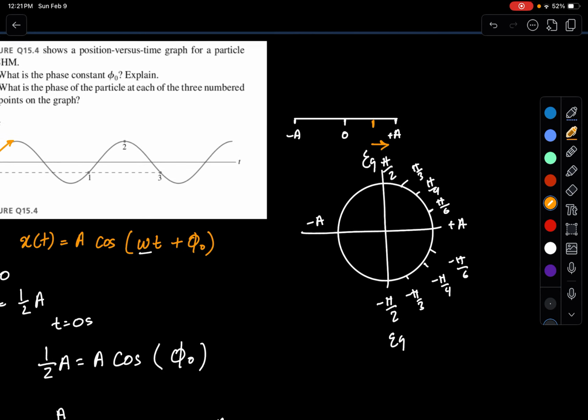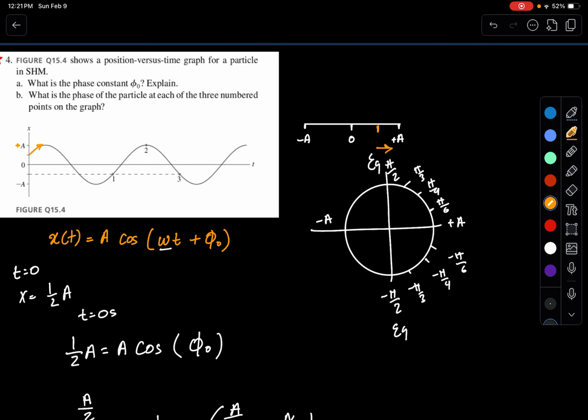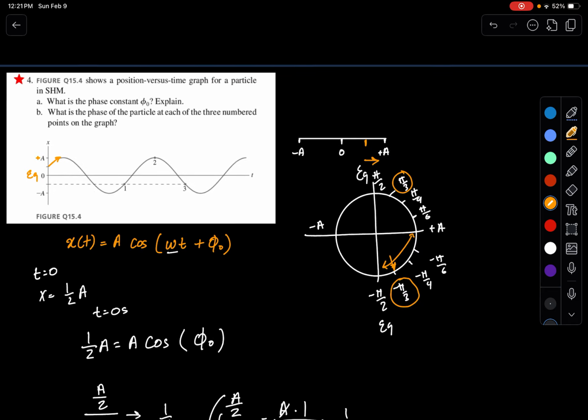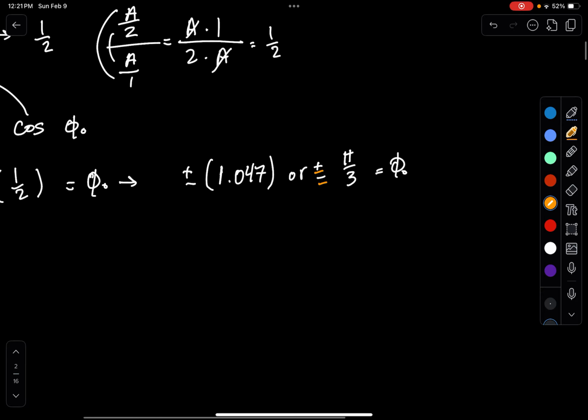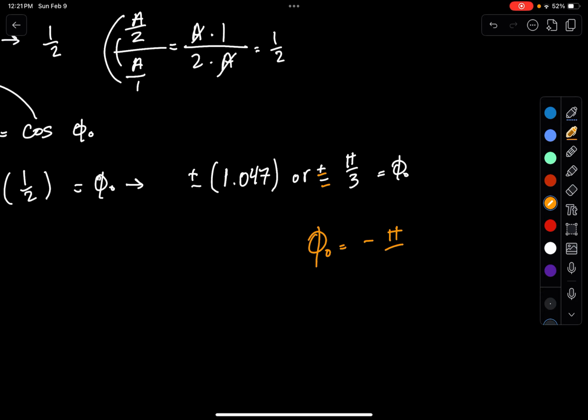Since we left the equilibrium point, which is here, and we are moving toward the positive amplitude, we must be in this section. And it's going to be either positive pi over 3 or negative pi over 3, and negative pi over 3 is the best one that fits our description. So the phase constant is minus pi over 3.